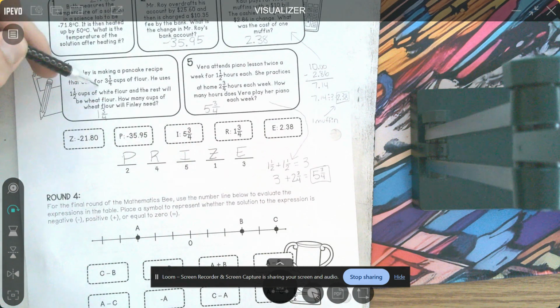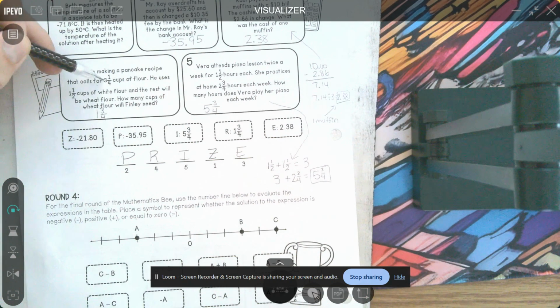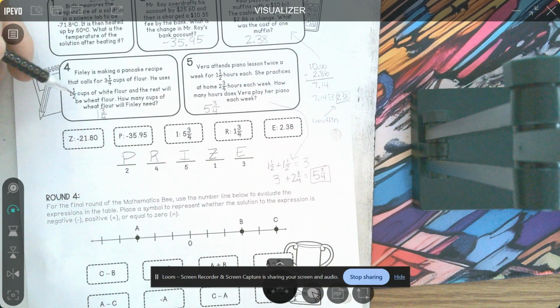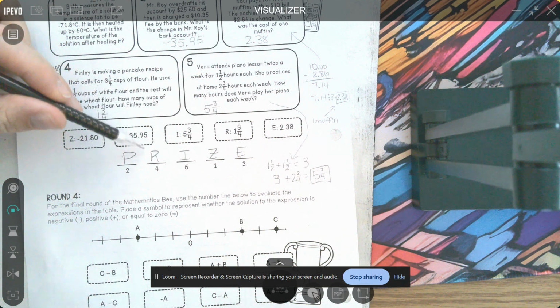Number 4, 3 1/4 cups of total flour, 1 1/2 cups of white flour. How can we find out how much is just wheat? Subtract them. 3 1/4 minus 1 1/2 is 1 3/4. So you should put an R above number 4.